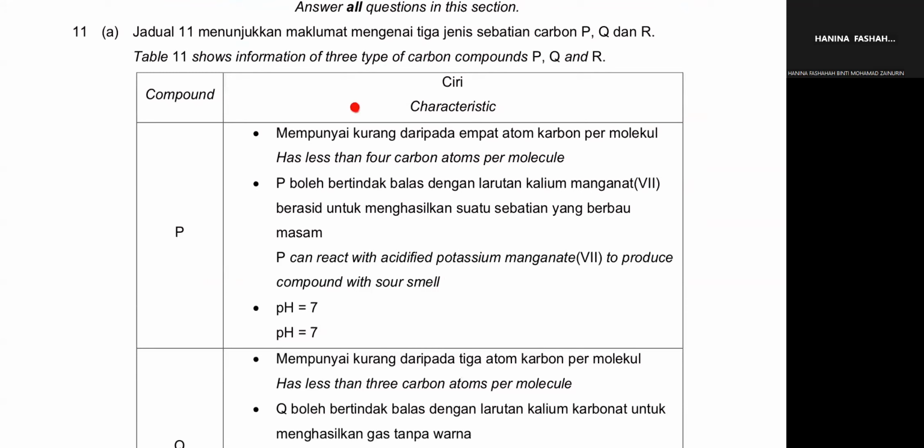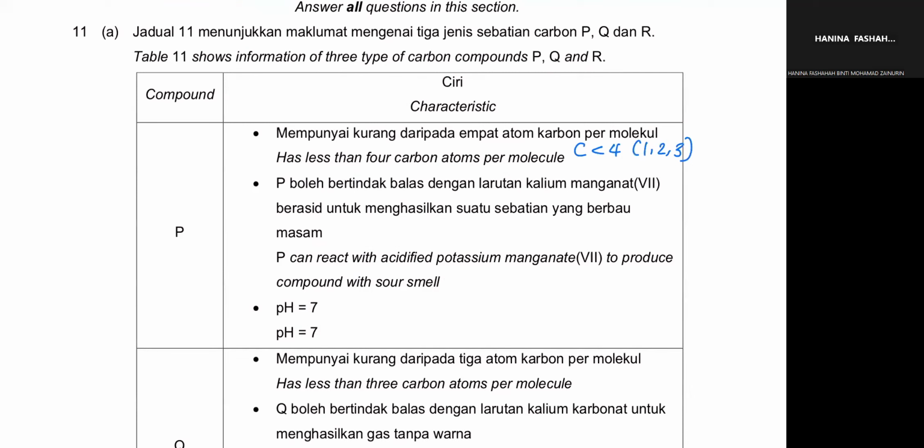So there are 3 types of carbon compound: P, Q, R. This one is a chapter 2 compound. They say it has less than 4 carbon atoms per molecule, meaning the number of carbon is less than 4. It can be 1, 2 or 3.